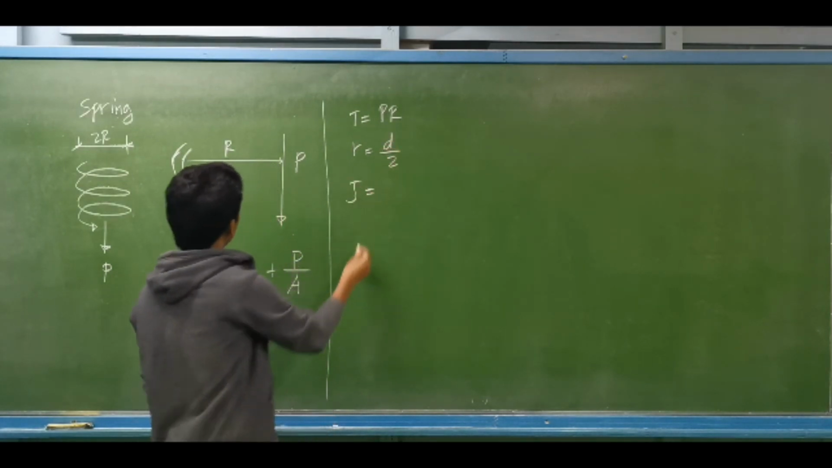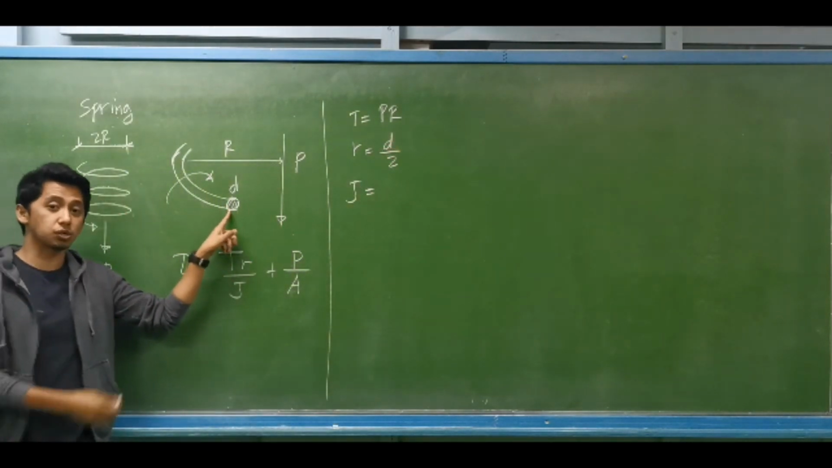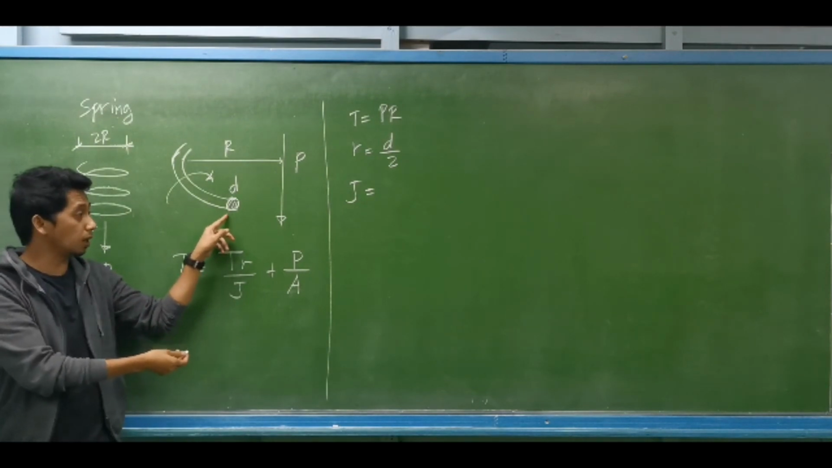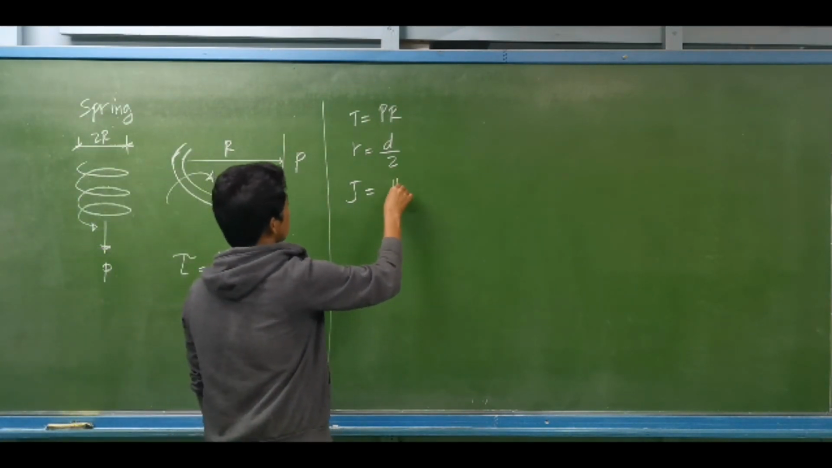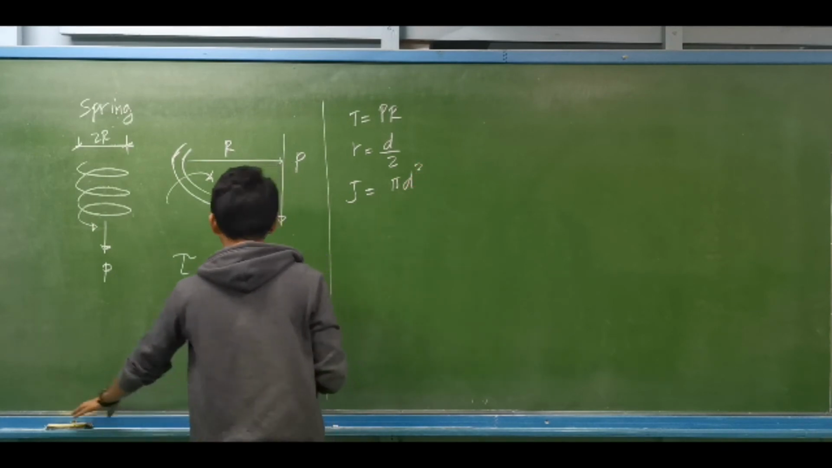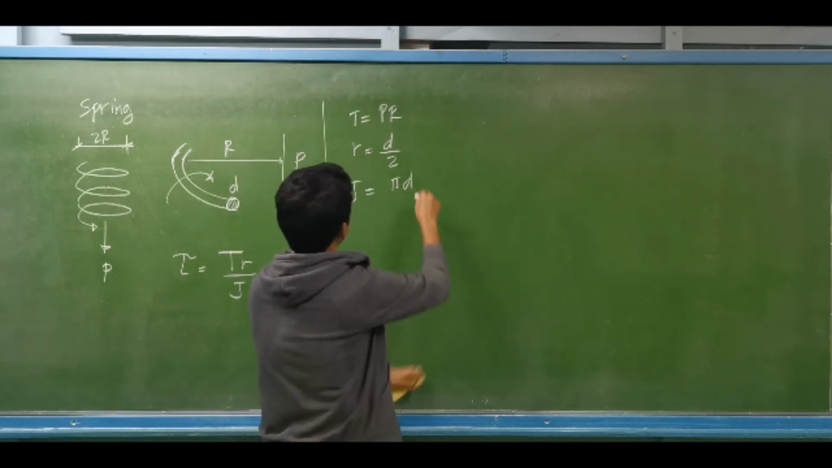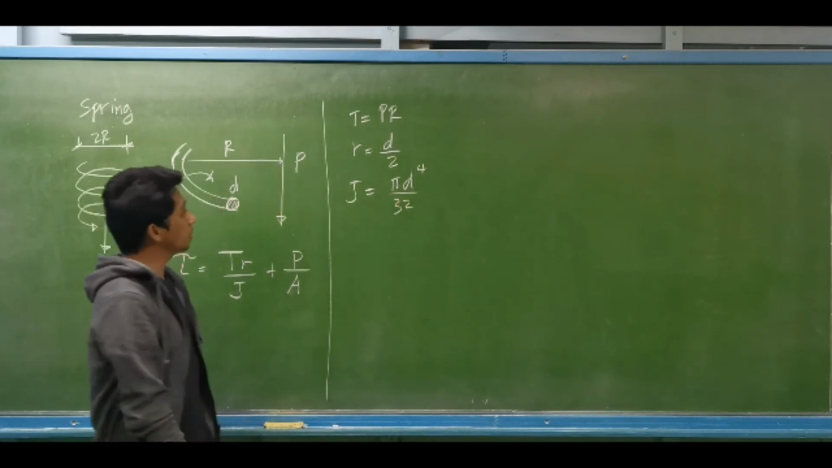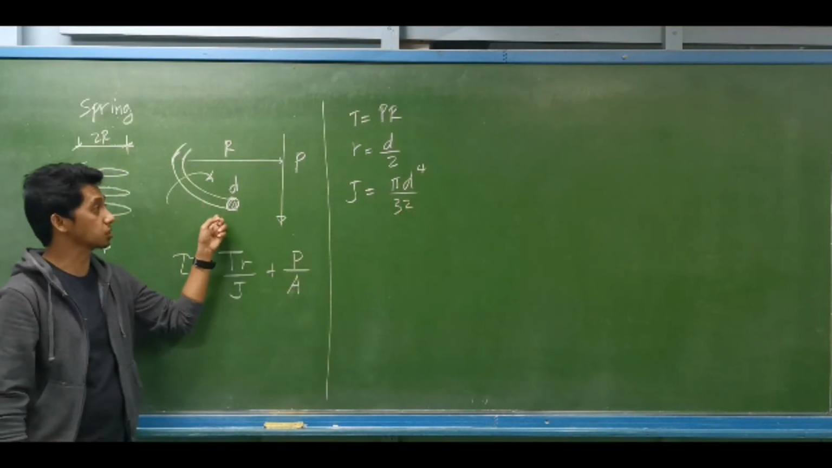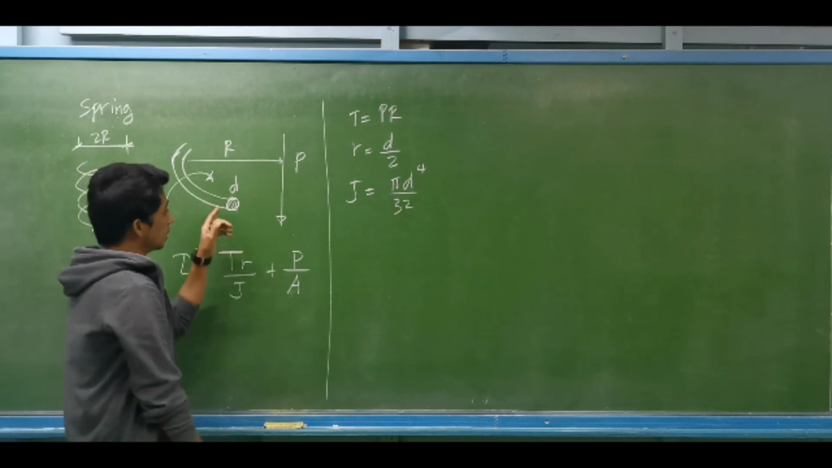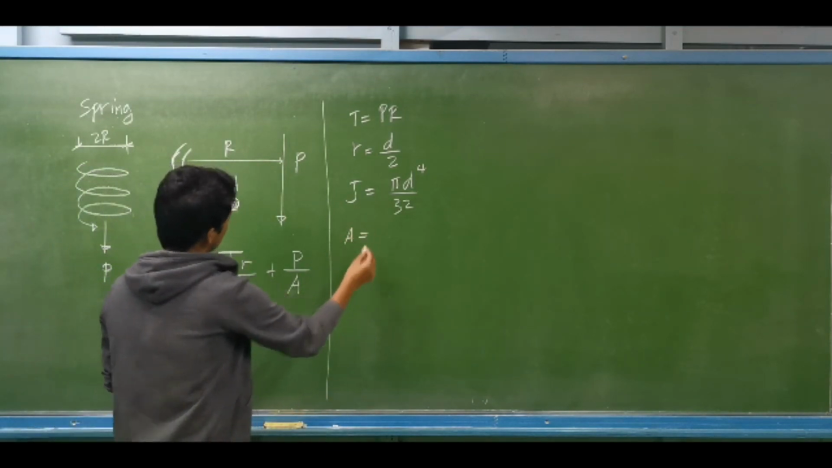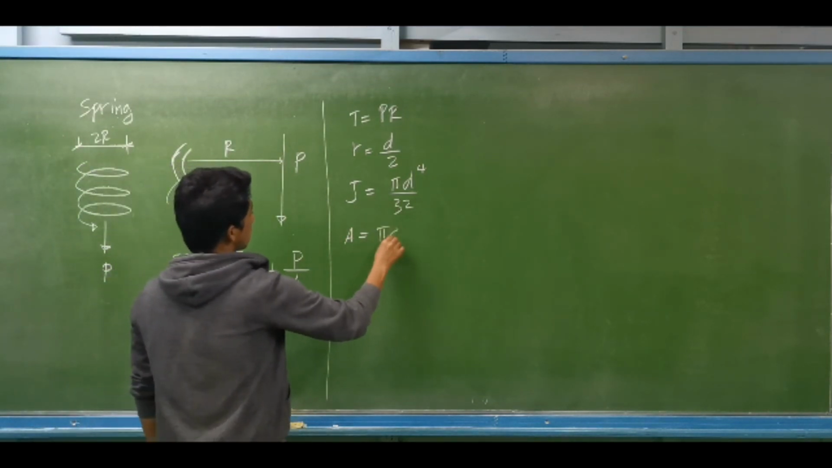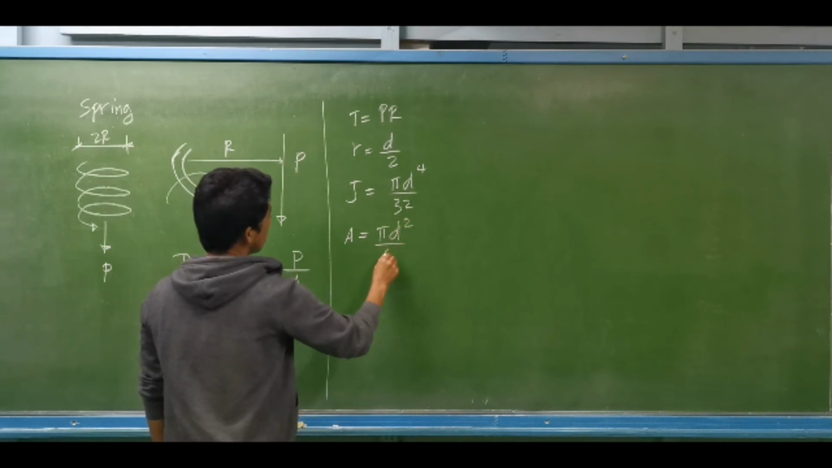What is the polar moment of inertia of this cross-section of the wire? Polar moment of inertia is pi times the diameter raised to 4, divided by 32. That is the polar moment of inertia of a circular section. So what is the cross-sectional area? Basically, the cross-sectional area of the wire is pi diameter squared divided by 4.